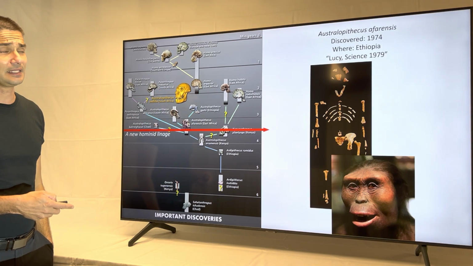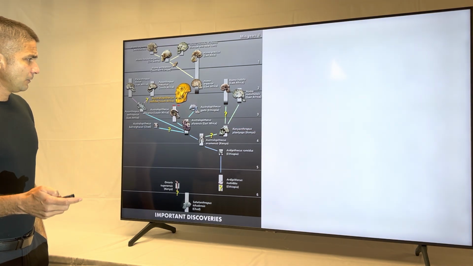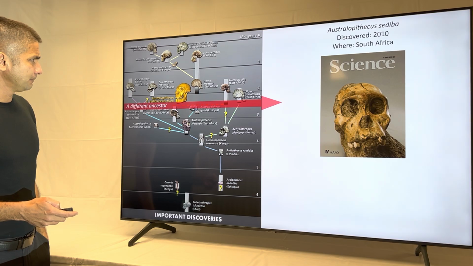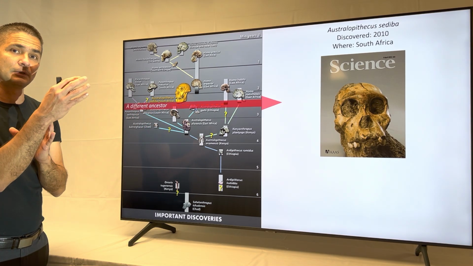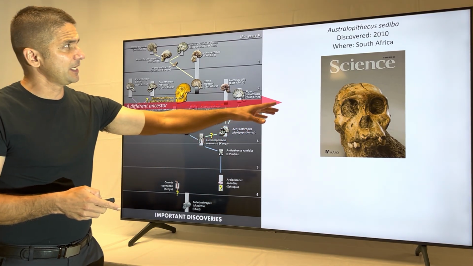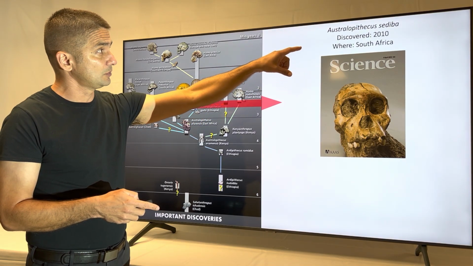You Google that guy, that name is actually pretty famous in the fossil record. Another interesting discovery in the phylogeny of humans is that perhaps there was a different ancestor for our own pathway across our phylogeny. And it was this guy here called Australopithecus sediba that was discovered actually very recently, in 2010.